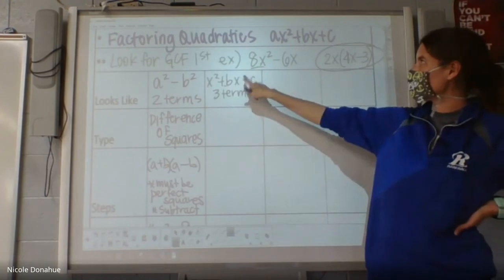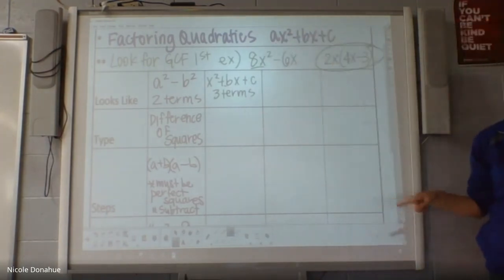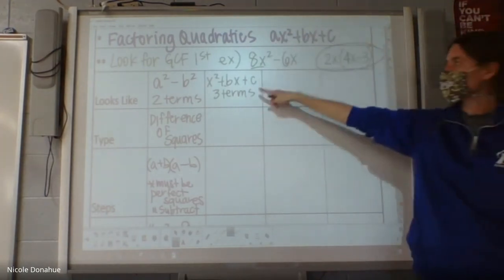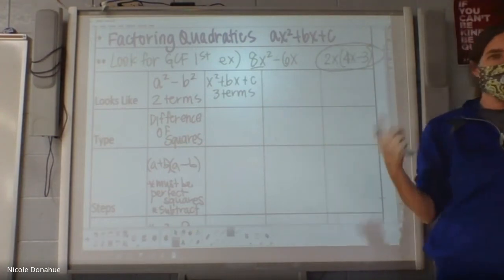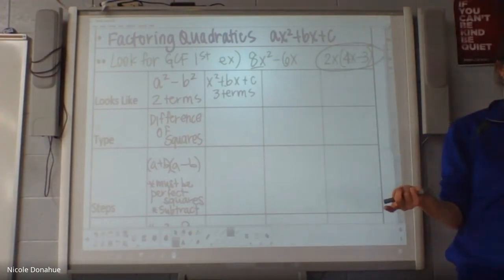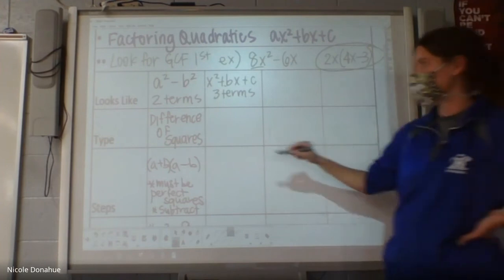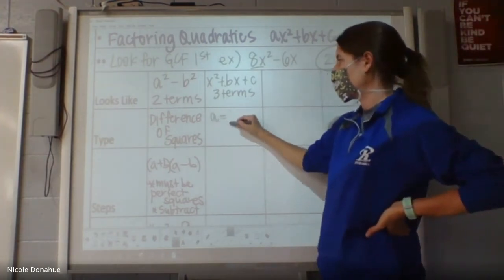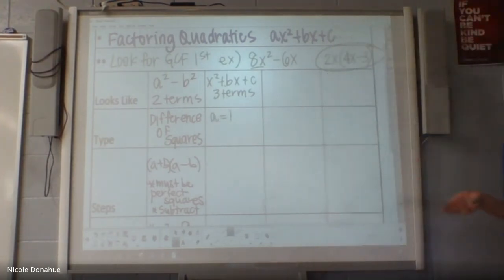So it's x squared plus bx plus c. What do you notice about this compared to what's up here? It's missing an a. What does that mean for us in terms of a? It's actually 1. So a is 1. So the type is when a equals 1 and we have 3 terms.